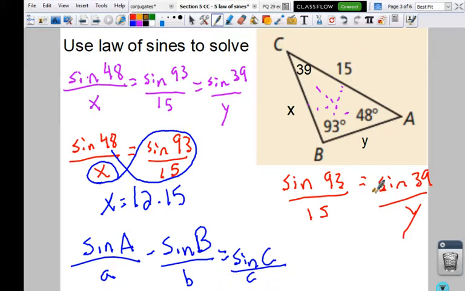Start here at sine of 39, multiply by 15, divided by sine of 93, and it's going to equal y. So just like before, I'm going to plug it straight into Desmos. Sine of 39 times 15 divided by sine of 93.